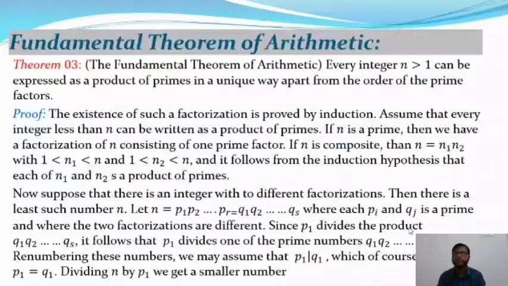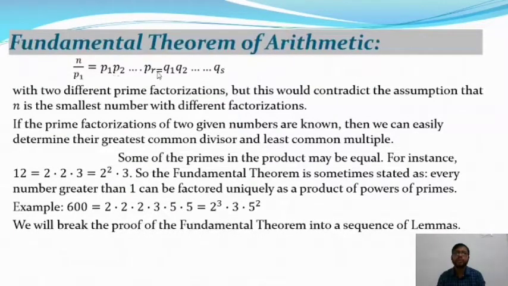Since p1 divides the product q1 q2 up to qs, it follows that p1 divides one of the prime numbers q1 q2 up to qs. This is the fundamental property of divisibility. Renumbering these numbers, we may assume that p1 divides q1. So either p1 divides q1, or p1 divides q2, or p1 divides q3, up to p1 divides qs. We assume that p1 divides q1, which of course means that p1 is equal to q1. Dividing n by q1, we get n over p1, equal to p2 up to pr, or q2 up to qs, two different prime factorizations, but this would contradict the assumption that n is the smallest number with different factorizations.